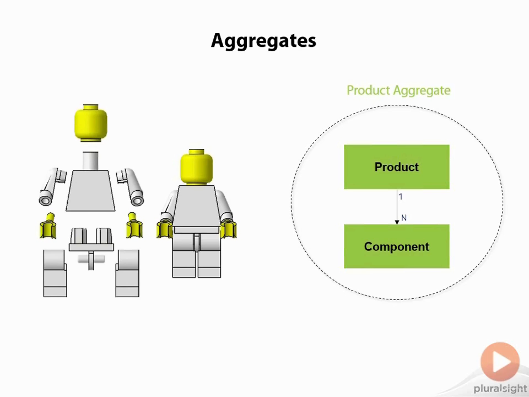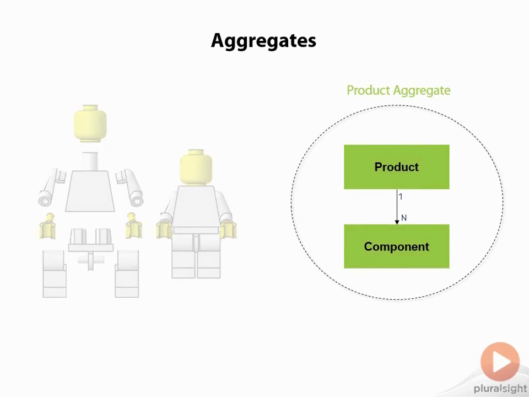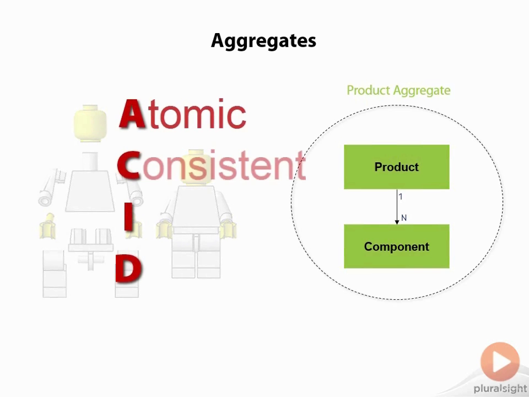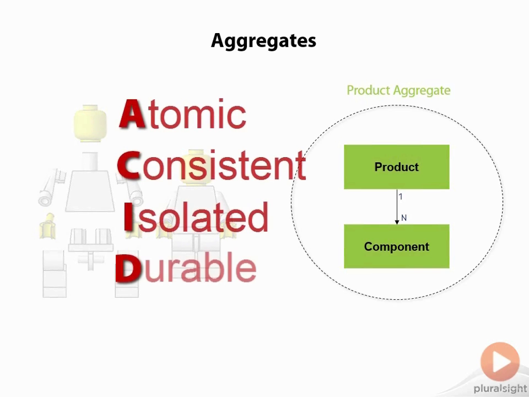If we allowed the collection of components to be modified independently of the product it was associated with, we could easily end up with consistency problems. If we want to modify the composition of a product in this example, we should do so as a transaction so that we start and end with a valid product. Data changes to the aggregate should follow ACID. That is, they should be atomic, consistent, isolated, and durable.